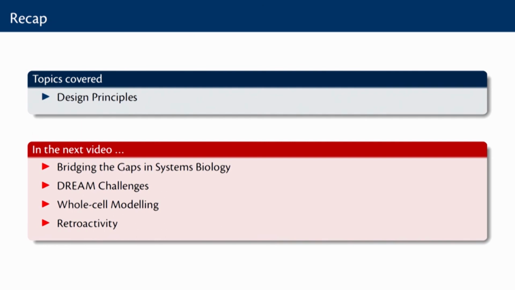In the next video, we will try to wind up this course on systems biology. We will look at an interesting paper that talks about how one goes about bridging the gaps in systems biology, the importance of model standards, model composition, model integration and interdisciplinary research. I will also talk to you about this very interesting thing known as dream challenges. I will briefly show you some pictures on wholesale modeling and what are the interesting concepts that underlie wholesale modeling, and also talk about this interesting concept called retroactivity.